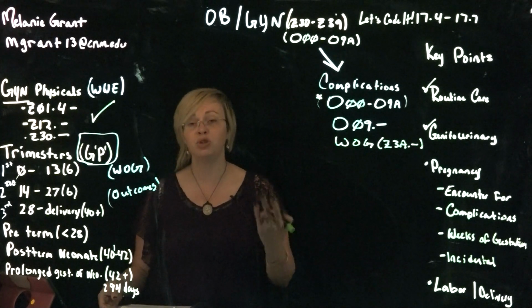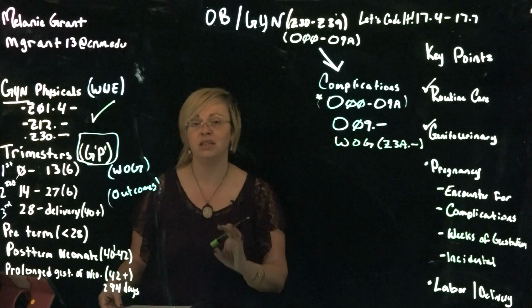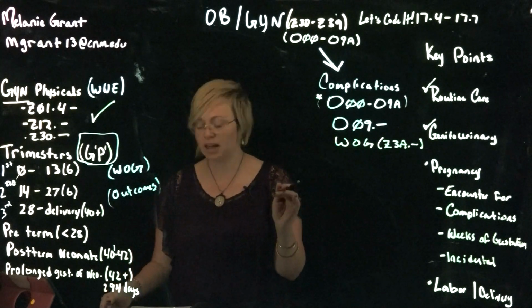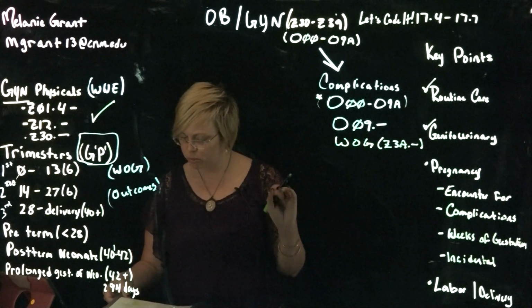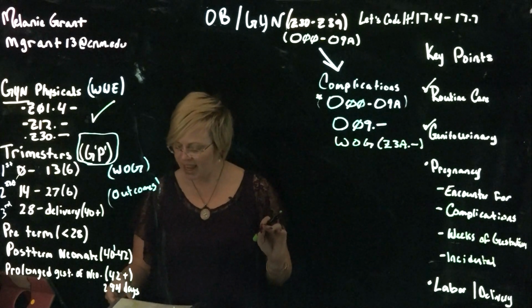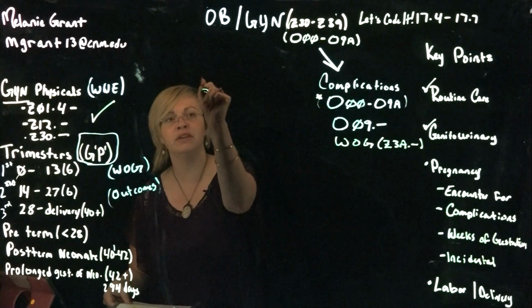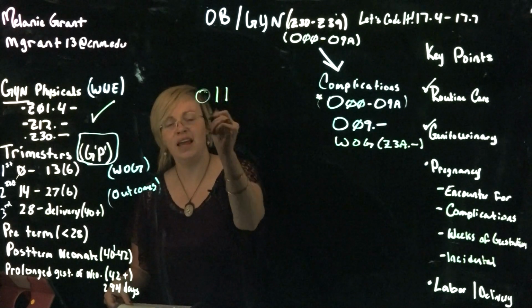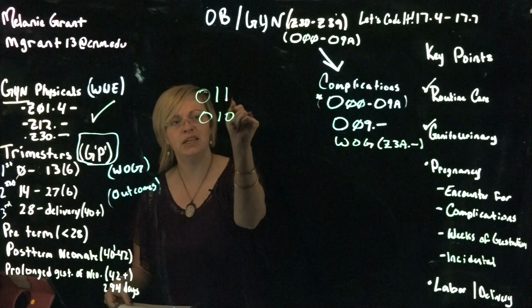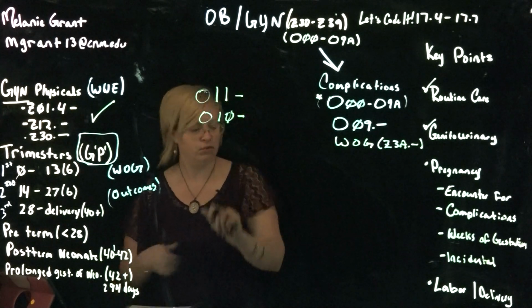So that's when you would have two codes for the one condition. You have pre-existing hypertension with preeclampsia, and you have to identify the type of hypertension. So you'll have an O11 and an O10 category for that.